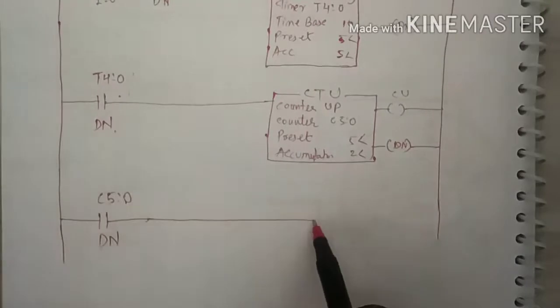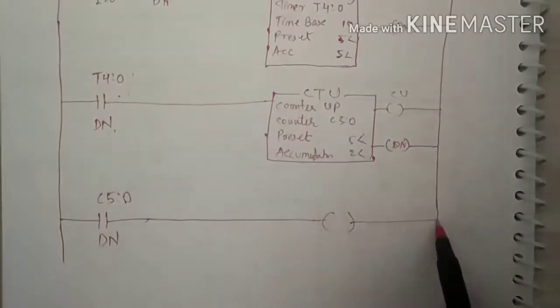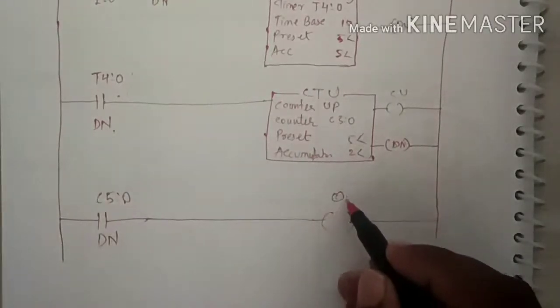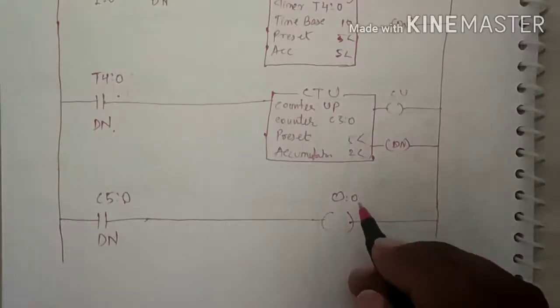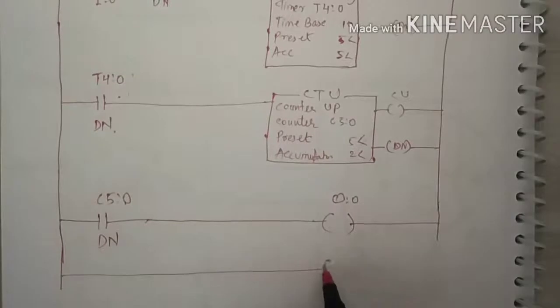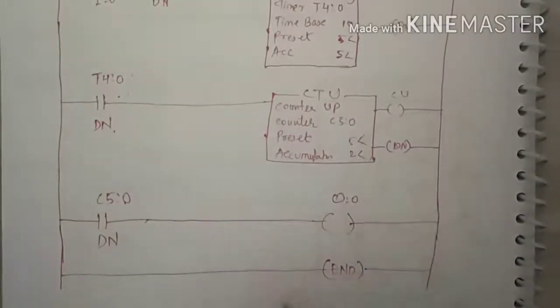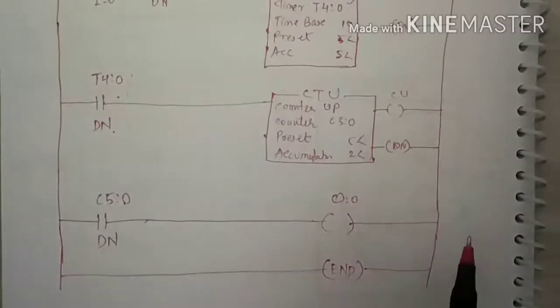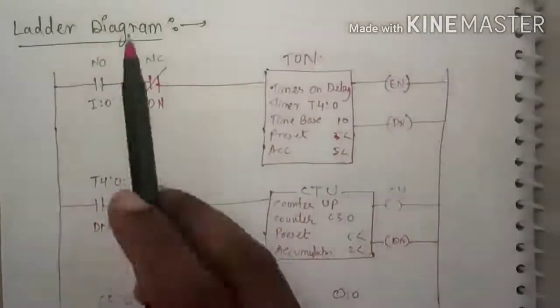I'll then connect the lamp here, output O:0. And at the end I'll just end my ladder. So this is the simple programming. These are the two inputs.